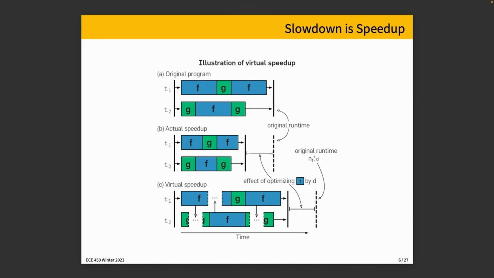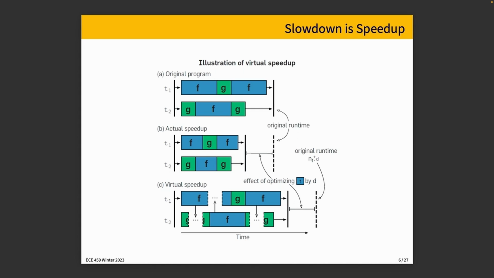Well, here's an explanation provided by, again, the paper authors in visual form. The original runtime of the program is A. So we have a function in thread 1 that calls f, then g, then f, and then thread 2 calls g, then f, then g. We have to do these things in parallel, so the total time is the maximum of whichever of those it is.